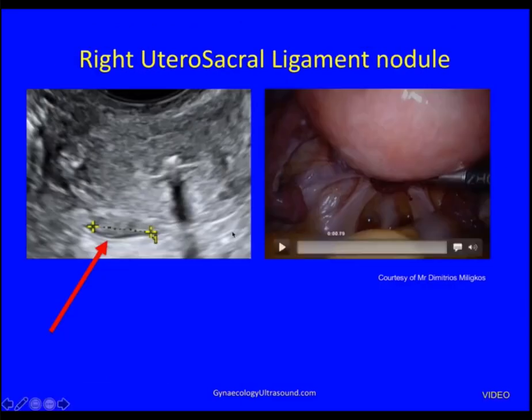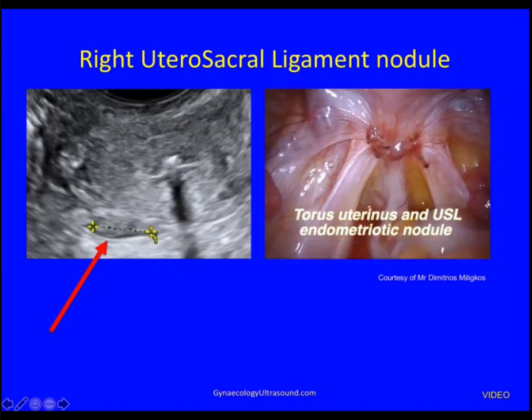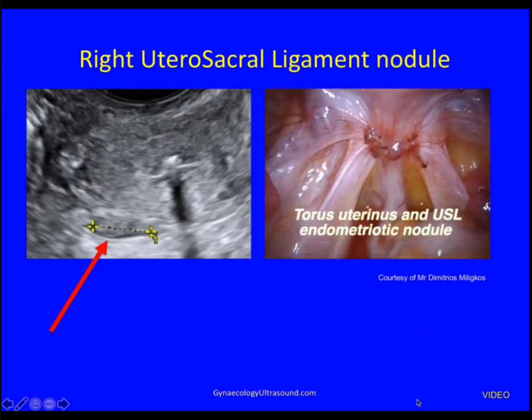This is another example. You can see that we're just above the internal os there, and here again is white fibrosis with a nodule of deep endo. And at laparoscopy, this is what that looks like. There is the nodule, there are all the adhesions, so it's very clear.